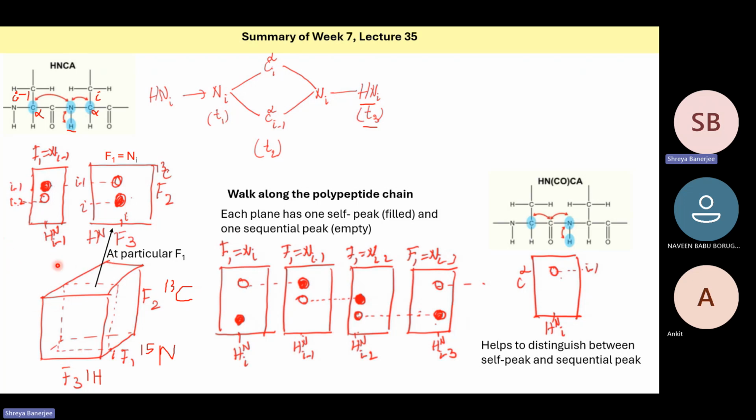Now, if you take different planes, so here we have taken one plane shown in the dotted lines here. So this plane corresponds to a specific value of F1, but F2 and F3 are changing. So in the plane, in the x-axis, we have the Hn, that is the amide hydrogen chemical shift. And in the y-axis, we have the 13C chemical shift. So suppose we have taken one plane corresponding to a specific value of F1, that is the N15 chemical shift of I-1. So in that plane, we will see two cross peaks.